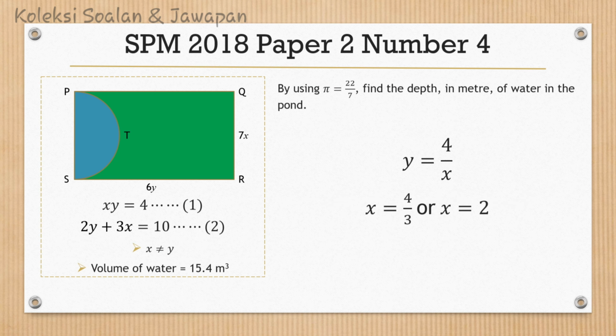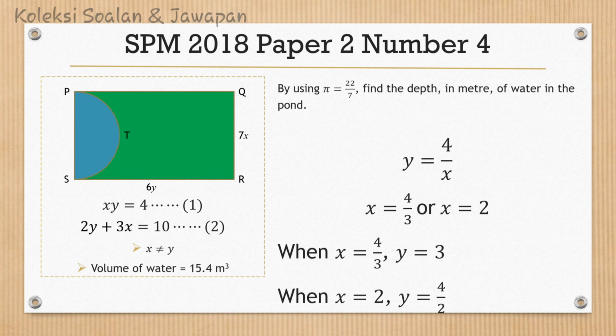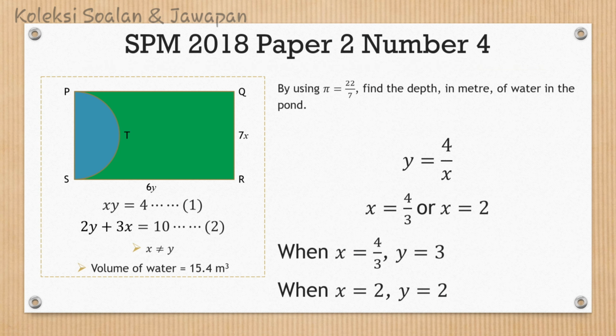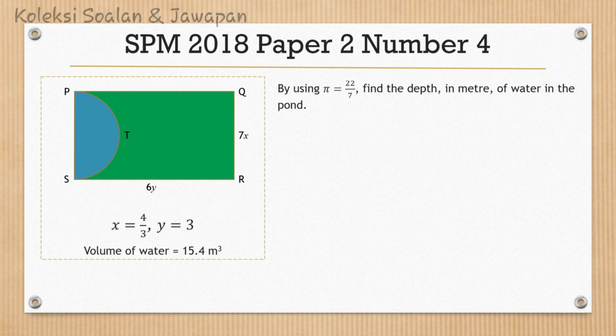So we should get x equals 4/3 or x equals 2. So when x equals 4/3, y equals 4 over 4/3, which is 3. And when x equals 2, y equals 4/2, which is 2. But from the question given, we are told that x cannot be the same as y. So we need to reject x equals 2 here. We just need to take x equals 4 over 3 and y equals 3.